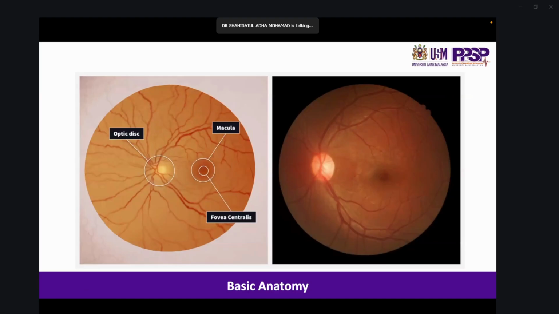When we look further at the retina, there are three important landmarks: the optic disc, the macula, and the fovea centralis. Apart from this, we also look at the vessels, because as you all know, the eye is the only organ in the body where we can see the nerve as well as the vessels. The nerve is the optic disc, that is cranial nerve 2, and the vessels.